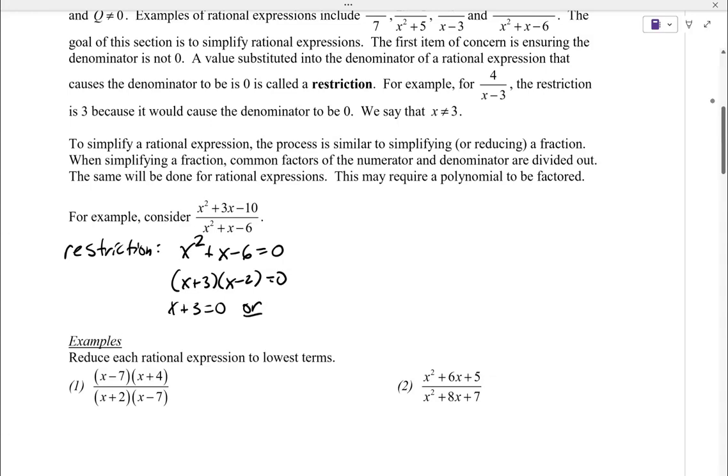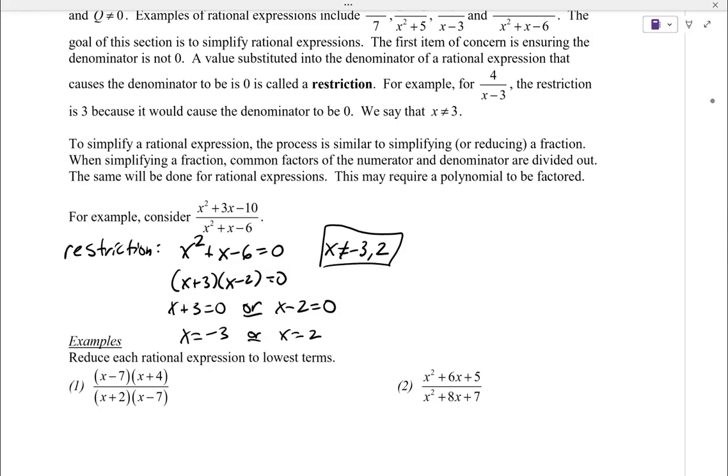So we have x plus 3 equals 0 or x minus 2 equals 0. So the first one gives you x equals -3 or x equals 2 in the second one. Now again, these are the numbers that make the denominator 0. Those are the bad ones, right? So we want to throw those out. So your restriction then will be x is not equal to -3 or 2 would be your final answer here for restrictions.